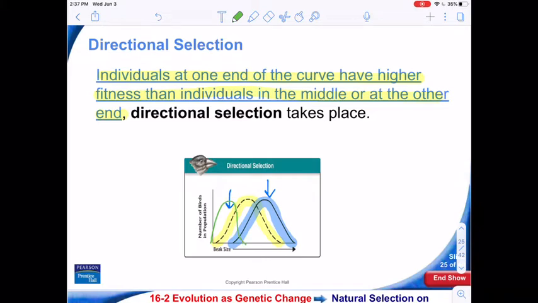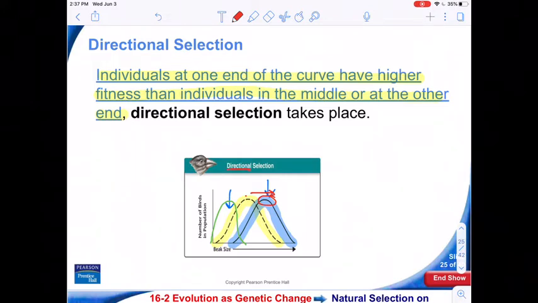So if the peak of the graph is really what you're looking for, okay, you want to look at the top part of this graph, and if it moves from one spot to another on the graph, that's when you know that it's directional selection. It's moving in a direction.